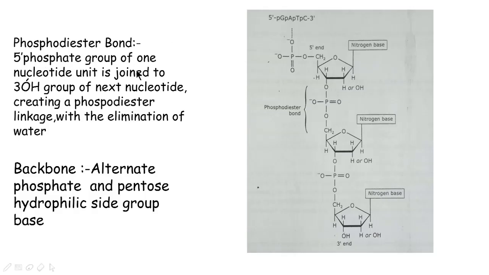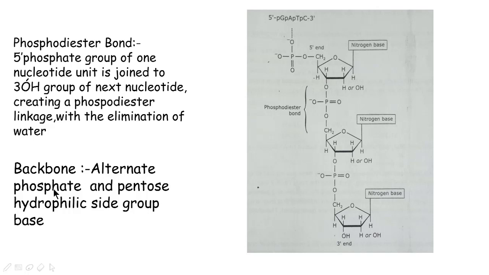The phosphodiester bond. The 5' phosphate group of one nucleotide unit is joined to the 3' hydroxyl group of the next nucleotide, creating a phosphodiester linkage with the elimination of water. When the phosphodiester bond forms between 2 nucleotides, at the 5th position and the 3rd position, always remember that it is with the elimination of water. This is a phosphodiester linkage. This is the 3rd position, and this is the 5th position.